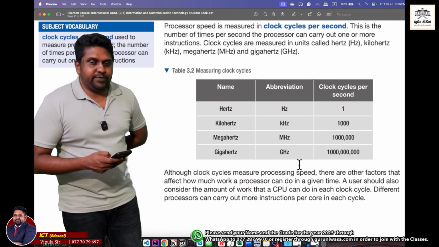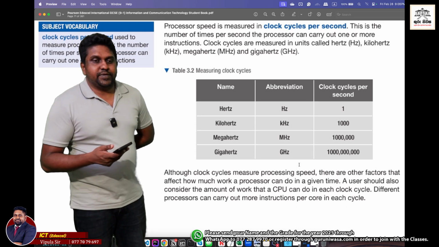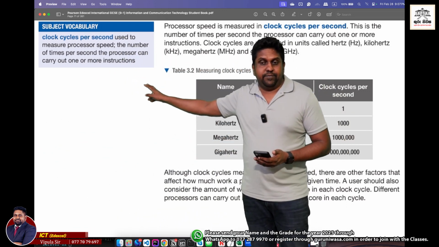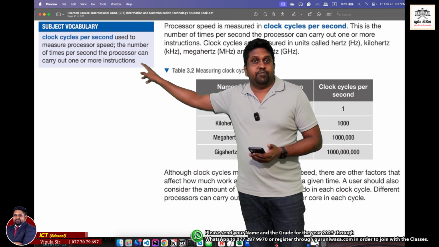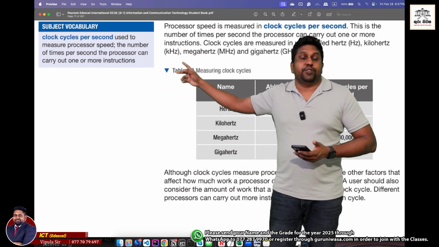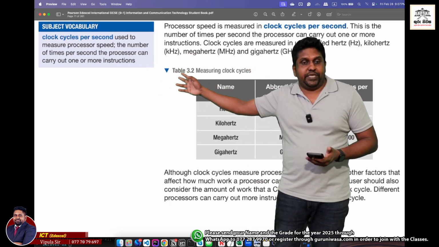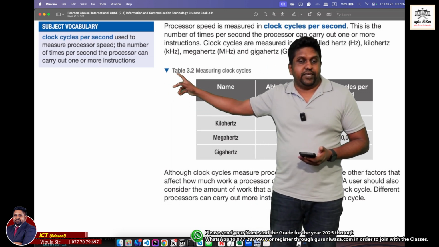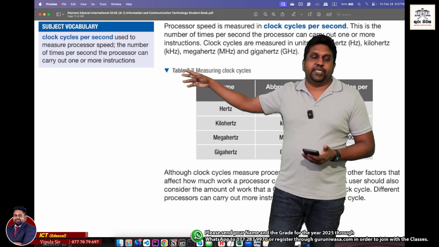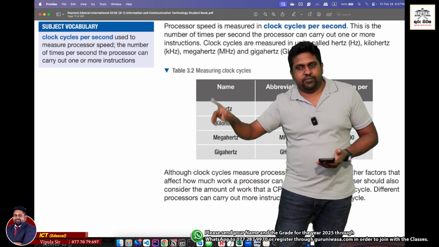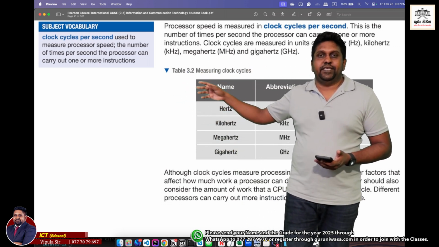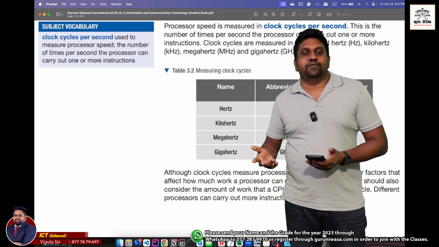Okay, so just keep in mind, a clock cycle per second is basically used to measure the speed. Okay, so the vocabulary part: here we talk about this point where it says clock cycles per second used to measure the processor speed, which is the number of times per second the processor can carry out one or more operations. So one cycle means processing one particular operation. Okay, that's how we measure the performance or the speed of the CPU.